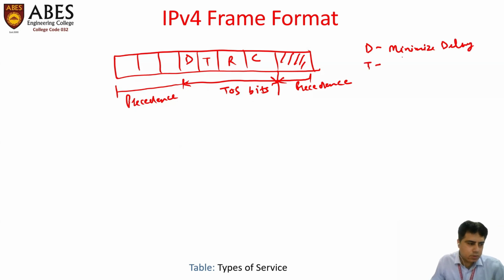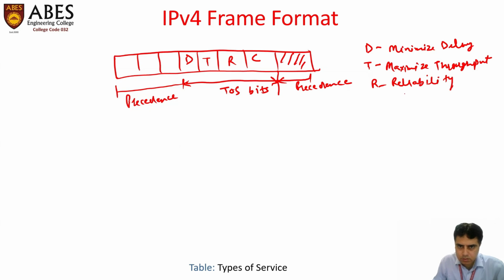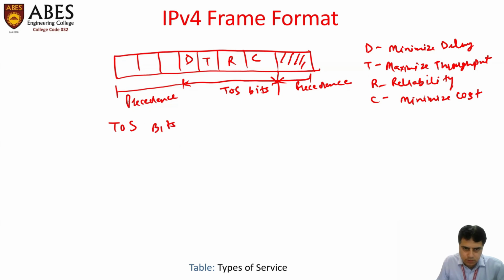P stands for maximize throughput. R stands for reliability. And C stands for minimize cost. So this type of services bits explain which services the subnet wants.